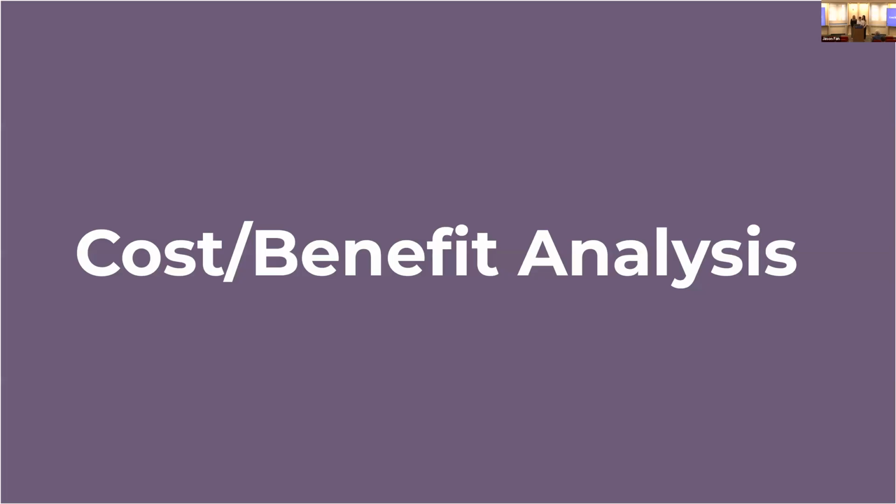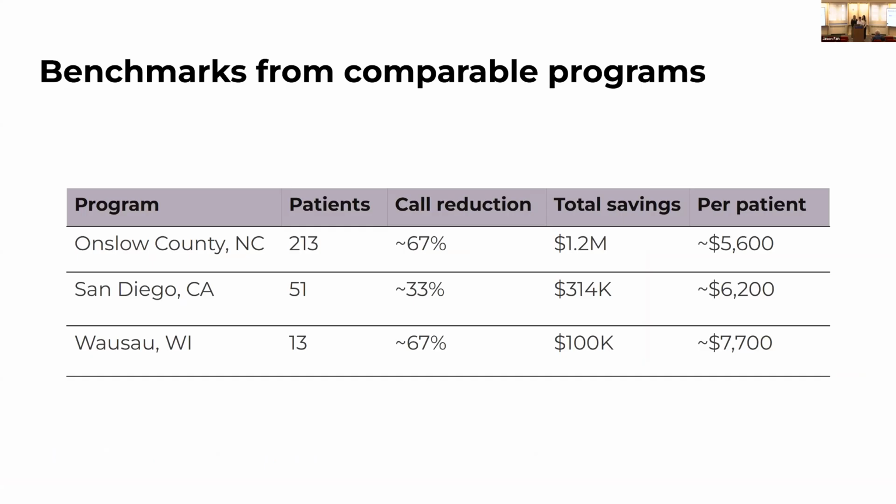The final step of our modeling process was conducting a cost-benefit analysis. So to estimate what this program could save Guilford County, we looked at 3 comparable programs that enrolled high-frequency EMS users into a social services outreach program. Onslow County, North Carolina, nearby, served 213 patients in a similar program and saw about a 2/3 reduction in EMS calls, saving $1.2 million or about $5,600 per patient. San Diego, in a smaller version of a similar program, served 51 patients and achieved a more conservative 1/3 reduction in call volume. They saved about $300,000 or about $6,200 per patient.